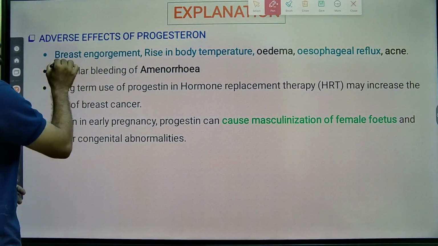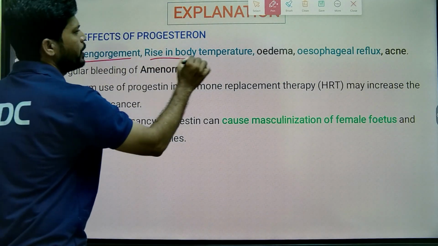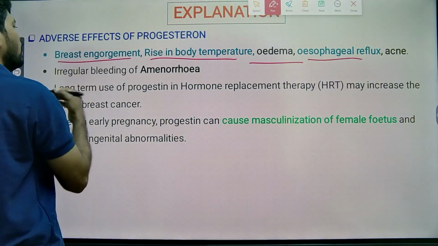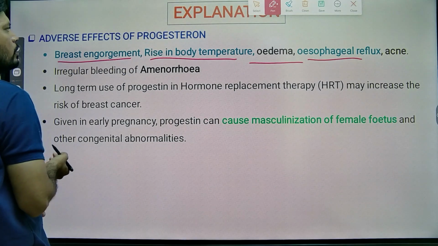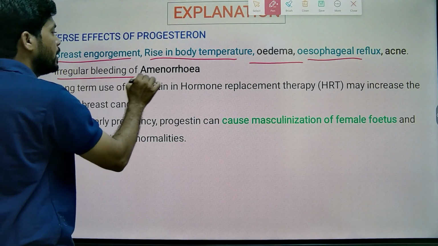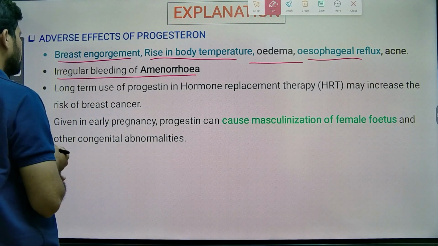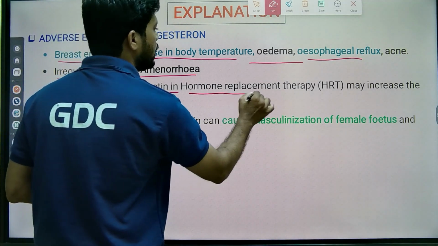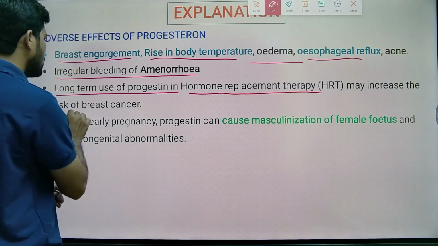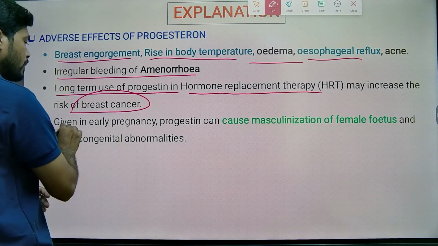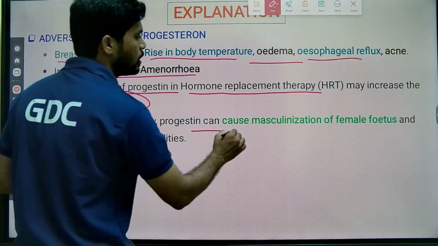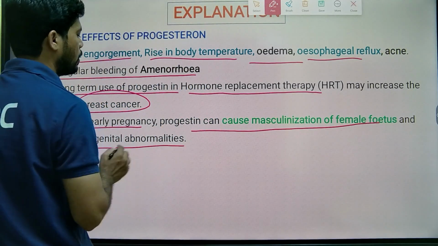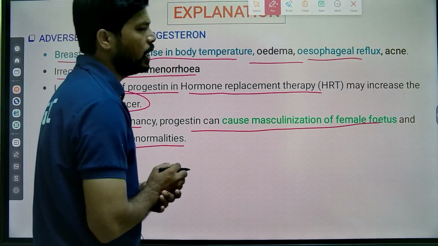Breast engorgement, rise in body temperature, edema, esophageal reflex, acne: all these come under adverse effects of progesterone. Also irregular bleeding or amenorrhea during the menstrual cycle and abnormal bleeding. Long-term use of progesterone in hormone replacement therapy may increase the risk of breast cancer. Given in early pregnancy, progesterone can cause masculinization of the female fetus and other congenital abnormalities, so abnormalities to the baby.